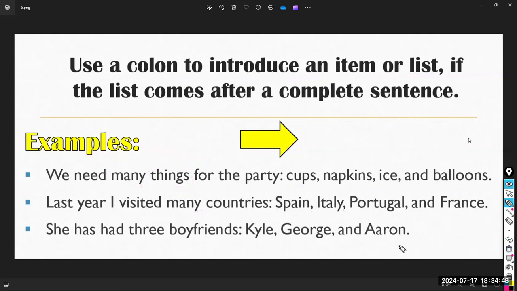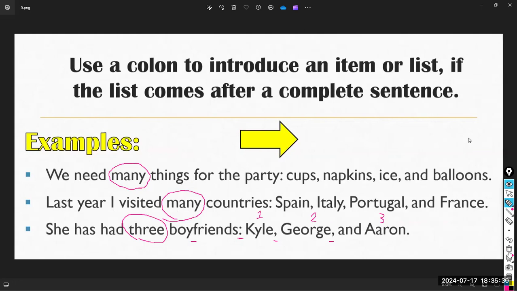The last example says she has had three boyfriends. Number one is Kyle. Number two is George. And Aaron is number three. And we don't have to forget the commas. So who are the three boyfriends? Let me tell you. Colon, number one, number two, number three. Notice that I mentioned approximately when I want to mention the things, or countries, or boyfriends. I said many things, many countries, three boyfriends, four, five, six, seven, eight.